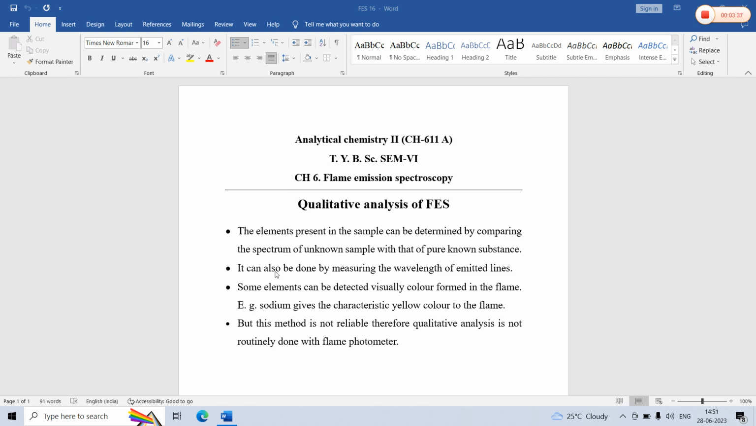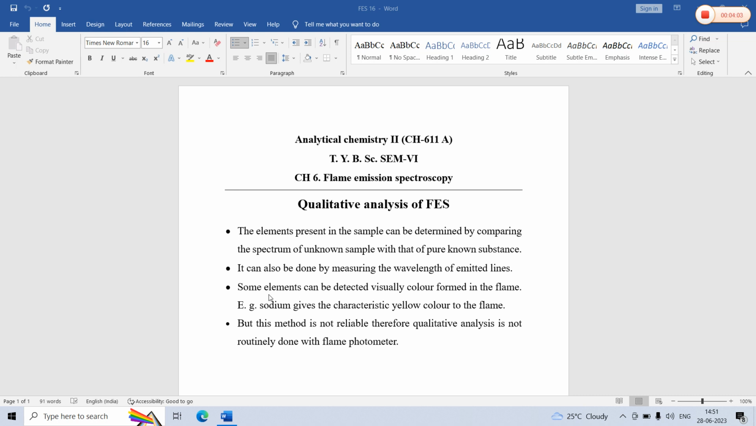The second point tells us that qualitative analysis can also be done by measuring the wavelength of the emitted line. With the help of this wavelength information, qualitative measurement is done. It can also be done by measuring the wavelength of emitted lines.